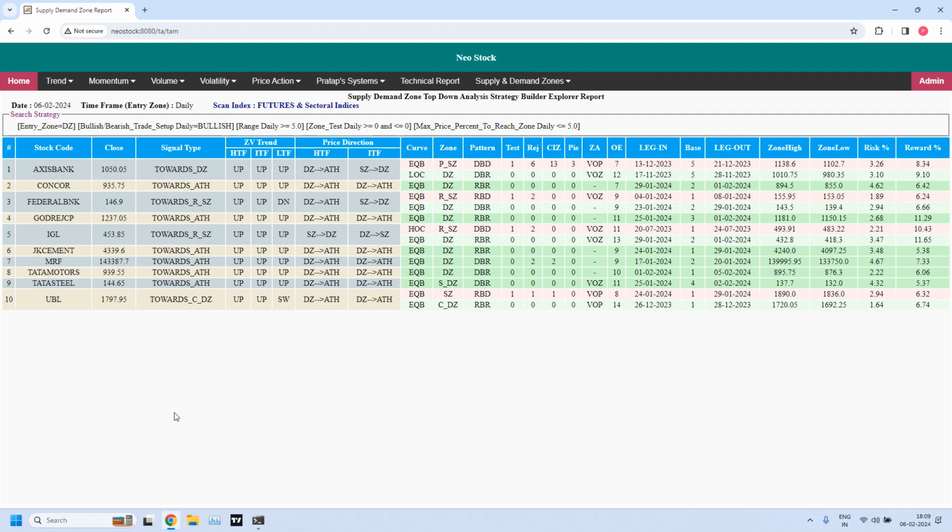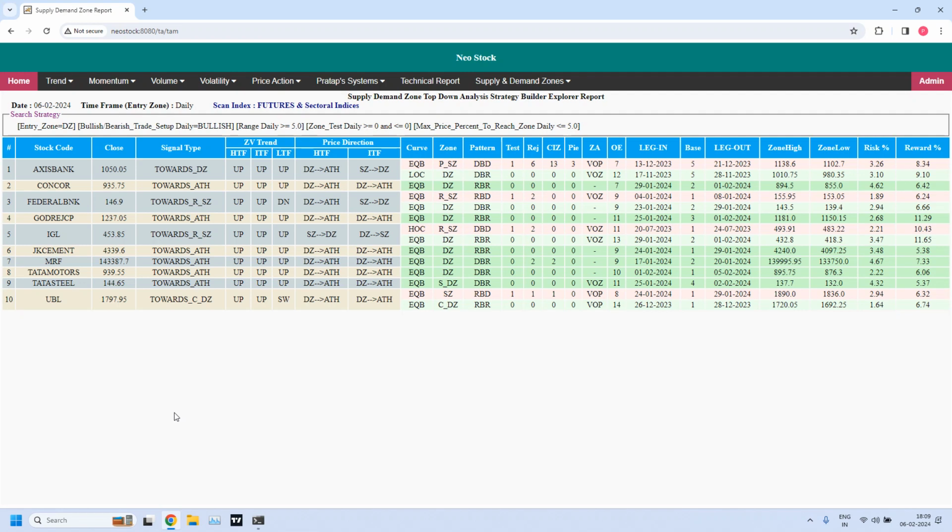So the remaining stocks are within the 5% level, between 4% to 5% level. That way we have identified 10 stocks. Probably one of these stocks may get into your zone either tomorrow or day after tomorrow, or in the next 1 to 3 days time period. You may get at least 1 trade from this list.